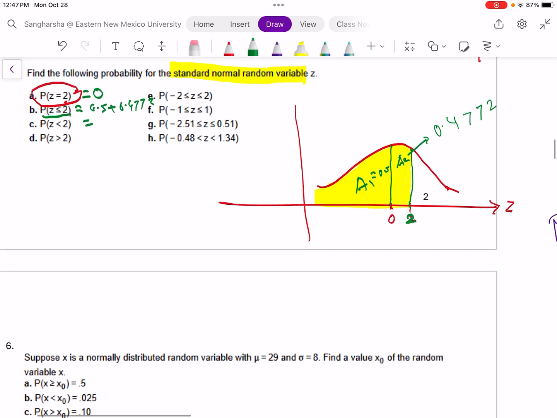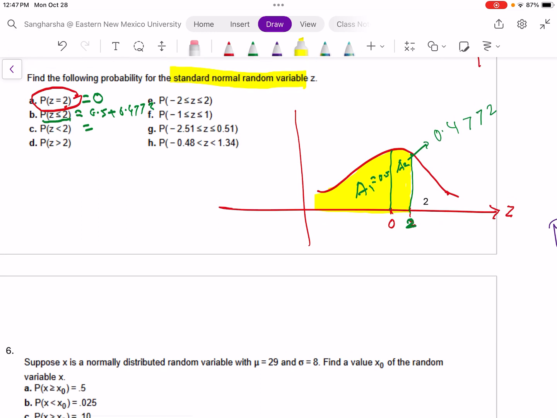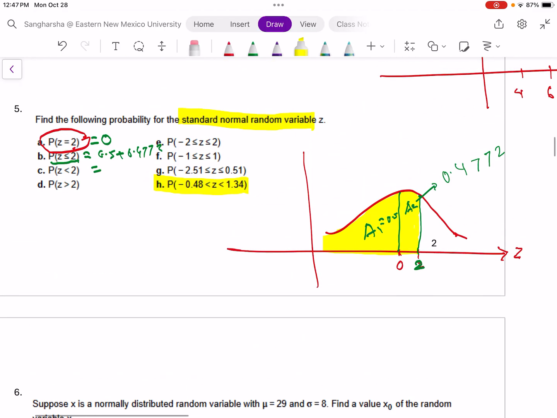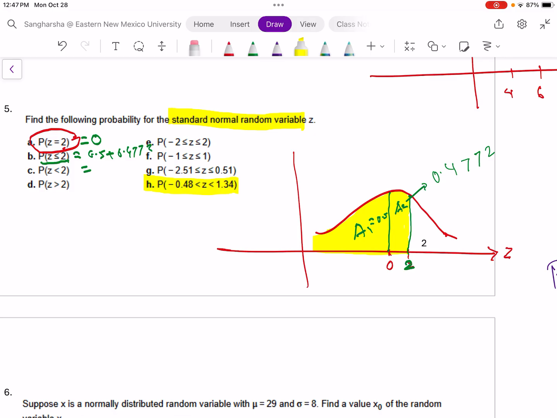Okay, so we still have 3 more minutes. So why don't you find number H? Then we are done for today. Okay, and we'll start from 6 tomorrow. So find H. And once you have the final answer for H, you are free to leave.